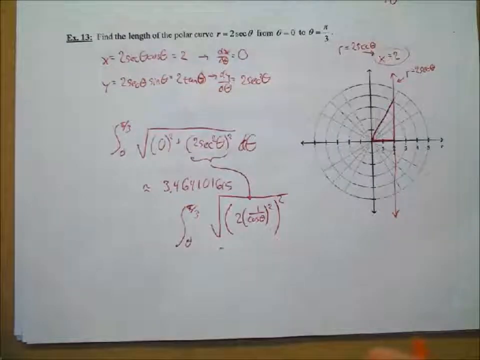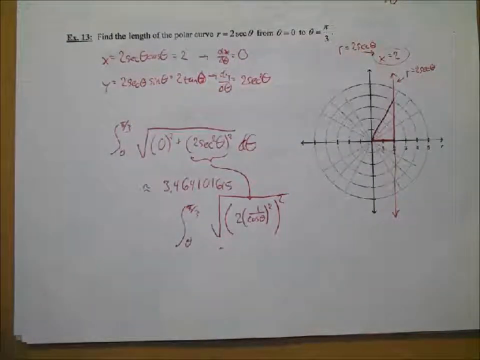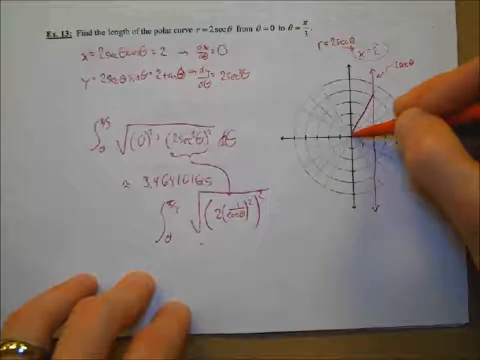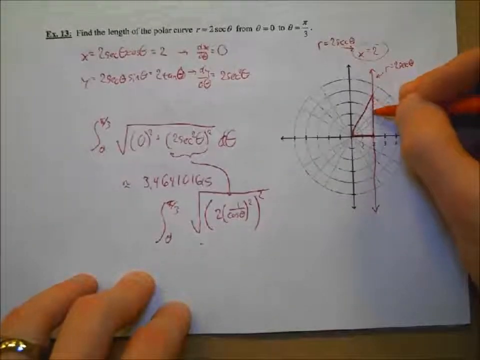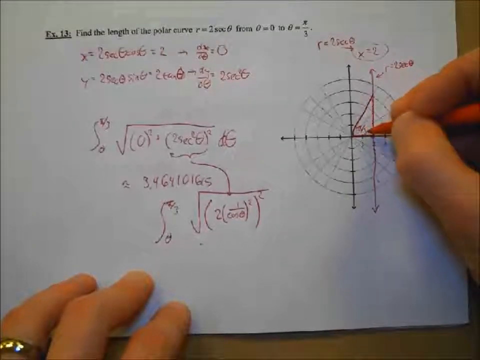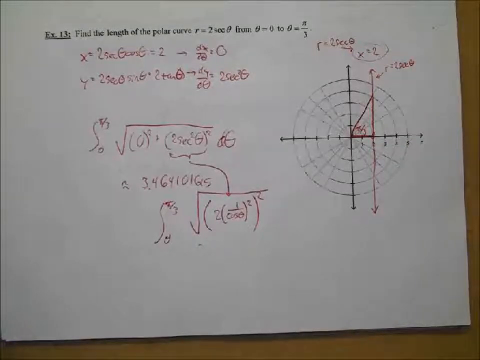If we want to find the length of the curve from 0 to pi over 3, well, there's 0. It's this point right here. To pi over 3, that's this point. So it's like this distance right here. That's your angle, pi over 3 right there from the origin, or from the pole. What is this shape?